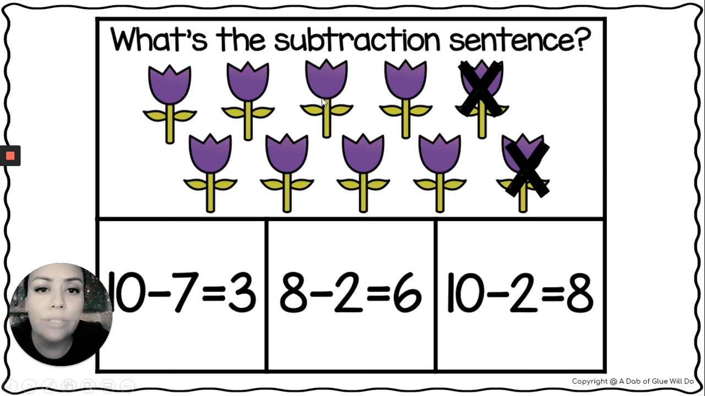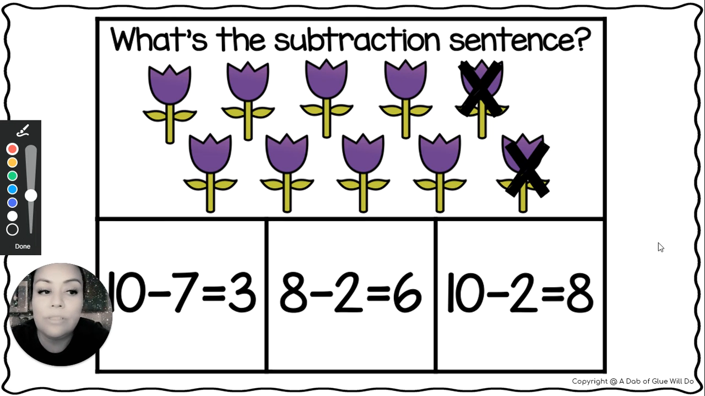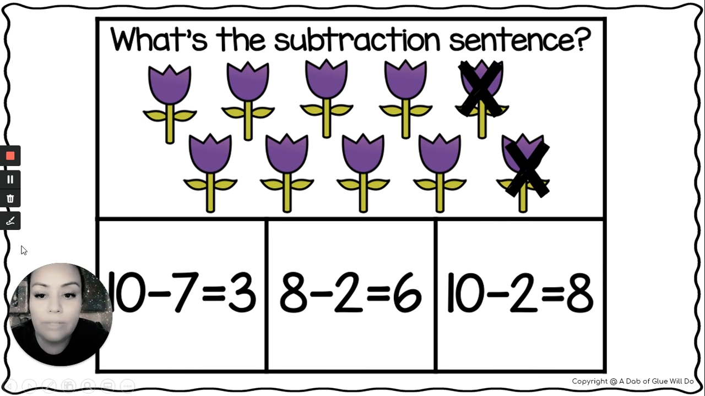Let me count them. Ready? 1, 2, 3, 4, 5, 6, 7, 8. What does the 8 represent? That's right, the 8 represents the flowers that are left. So we have 10, we took away 2, and we have 8 left. So what's the number sentence? That's right. 10 minus 2 equals 8. Beautiful. So now you definitely know that this is the answer. 10 minus 2 equals 8. You guys are doing great.